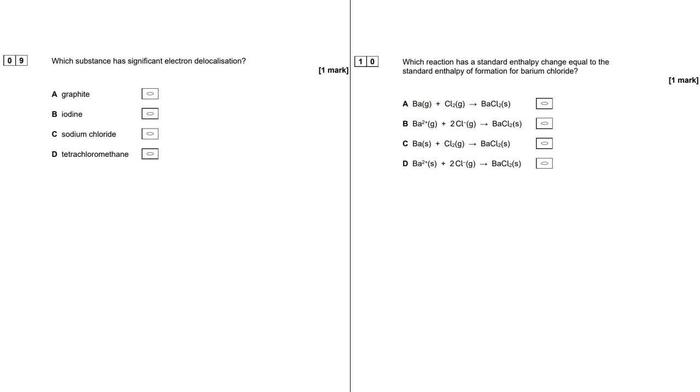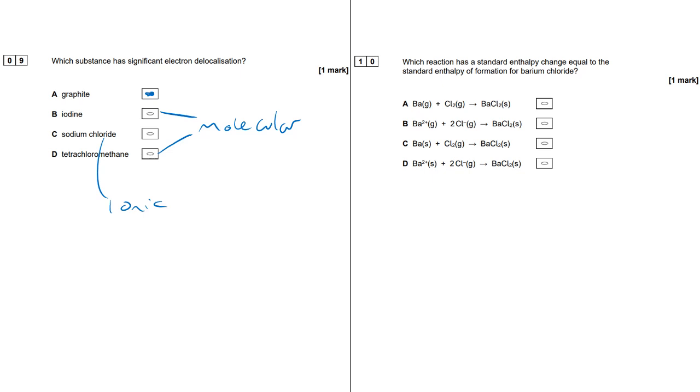Question number 9. Which substance has significant electron delocalisation? So hopefully you're aware that graphite has free moving electrons between its layers. Iodine and tetrachloromethane are both molecular, so they wouldn't have electron delocalisation at all, and sodium chloride is ionic, so again no electron delocalisation.